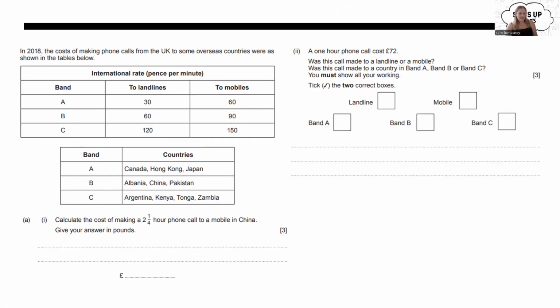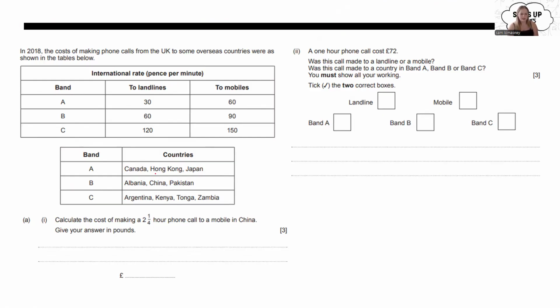So the first thing is that there's different bands. That just means that these countries are connected to that band. That's all that means on this table. And it's rate per minute. That's another important thing there, that we're working in minutes, not in hours. It says calculate the cost of making a 2.25 hour phone call from the mobile from China. Give your answer in pounds.